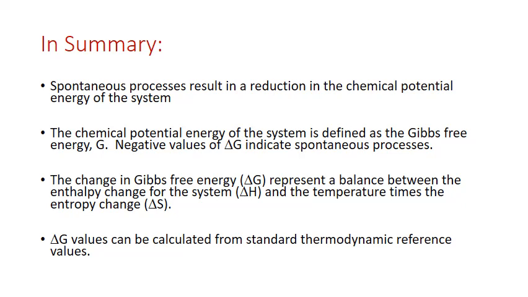So in summary, spontaneous processes result in a reduction in the chemical potential energy of the system. The chemical potential energy of the system is defined as the Gibbs free energy, G, and negative values of delta G indicate spontaneous processes. The change in Gibbs free energy, delta G, is a balance between the enthalpy change for the system, delta H, and the temperature times the entropy change, delta S. Delta G values can be calculated as well from standard thermodynamic reference values.